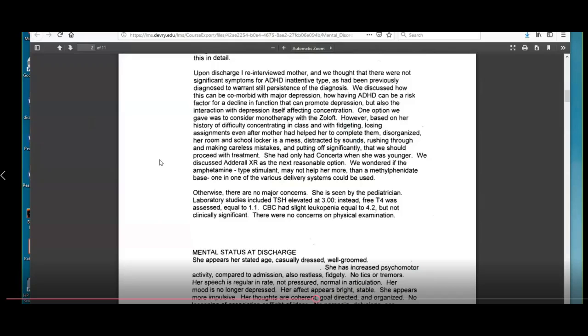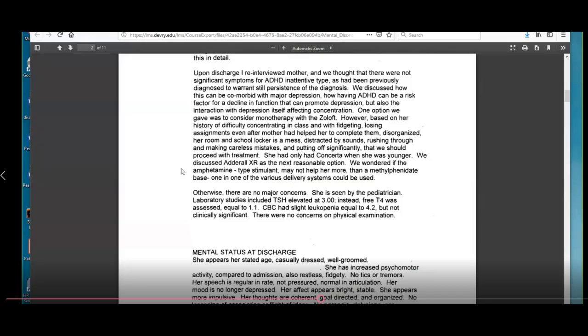However, based on her history of difficulty concentrating in class and fidgeting, losing assignments even after mother had helped her to complete them, a disorganized room, school lockers a mess, distracted by sounds, rushing through and making careless mistakes, and putting things off significantly, we felt that we should proceed with treatment. She had only had Concerta when she was younger. We discussed Adderall XR as the next reasonable option.